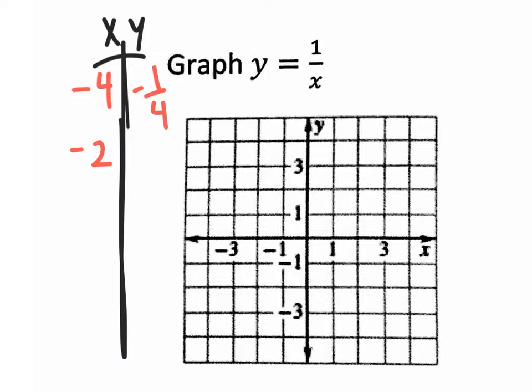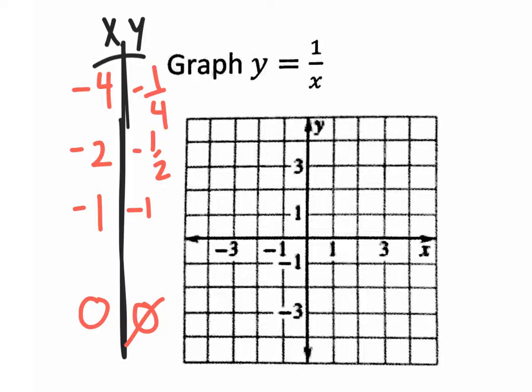What would I get out? -0.5. What if I plugged in a -1? What would I get out? -1. What if I plugged in a 0? What would I get out? Undefined. So I cannot plug in 0. Okay? So let's actually graph these coordinates so far.